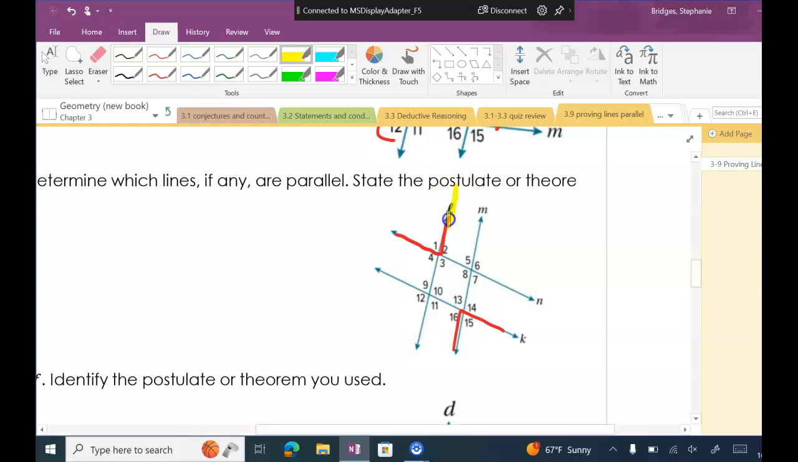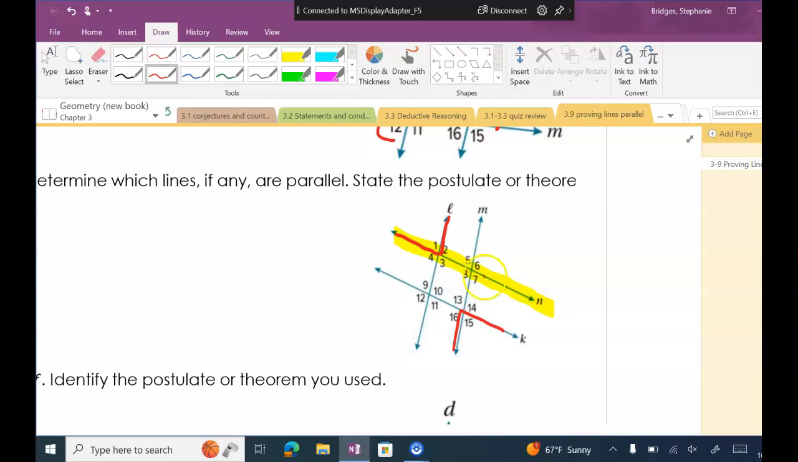in order for them to be alternate exterior, they would have to be on the same transversal. Meaning, alternate exterior to 1 is either 11, or if you were to turn your picture sideways, let me show you. If I look at it sideways, what would be alternate exterior to that one? My transversal I highlighted. What's on the opposite side of that but on the other line?